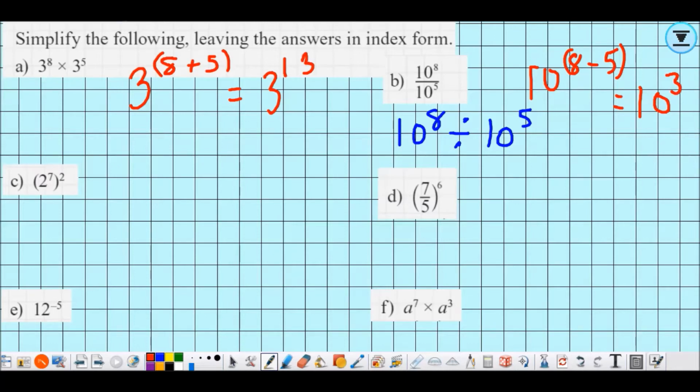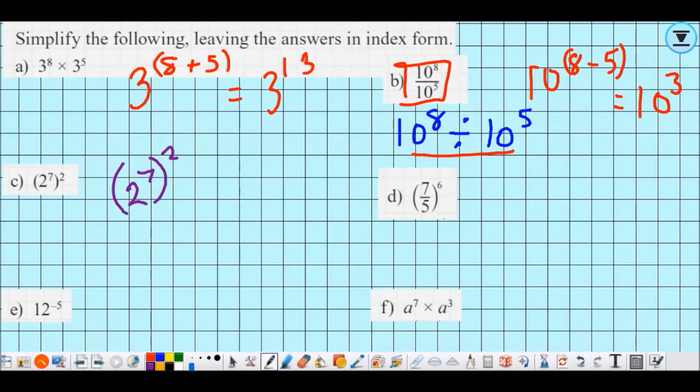Okay, so whether it's written as a fraction or in this context, you do the same thing and subtract the powers. Looking at the third rule, I've got a power raised to another power, so I've got base number 2 to the power of 7, and that is going to be all squared.